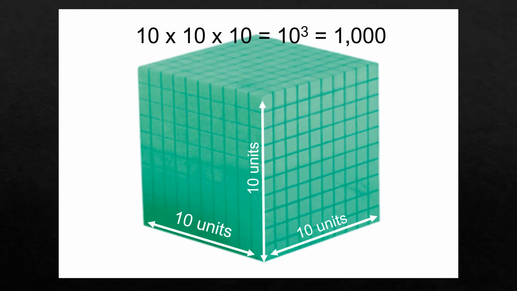We can use a power of 10 to represent the cube. Since the cube contains 10 rows of 10 units stacked 10 units high, we need to multiply the number 10 by itself 3 times to find the total number of units. We can represent this repeated multiplication using the exponent 10 to the third power. The value of 10 to the third power is 1,000.